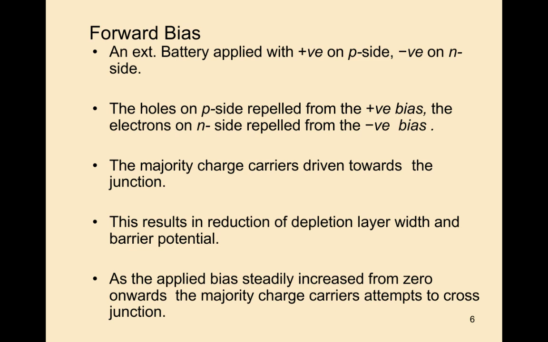As the applied bias steadily increases from 0 onwards, the majority charge carriers attempt to cross the junction. Suppose the battery voltage is increased from 0 volts onwards; slowly, by increasing the battery voltage, the majority charge carriers cross the junction and move towards each other.